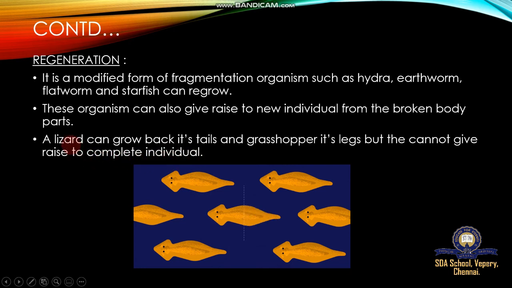These come under a kind of organism. A lizard, when it loses its tail in an emergency condition, escapes. Then that tail takes a little more time to regrow. This comes under regeneration. Also, a grasshopper that loses a leg will develop a new leg, but it cannot give rise to a complete individual. These come under regeneration in organisms.